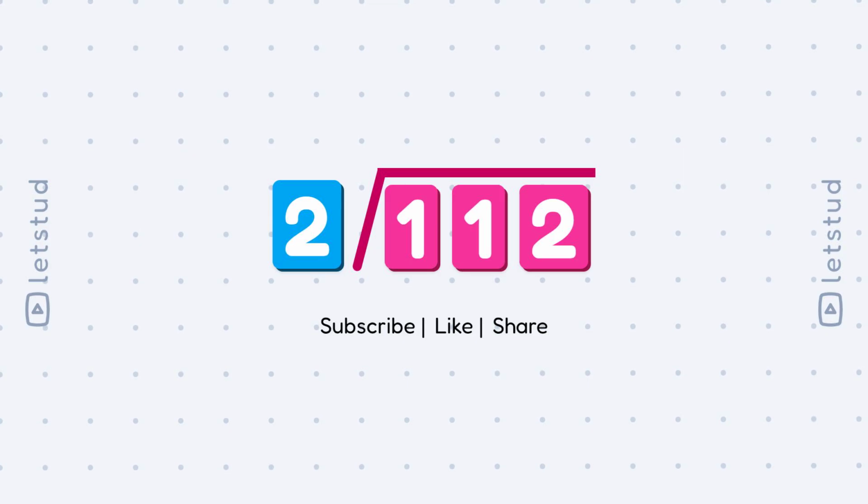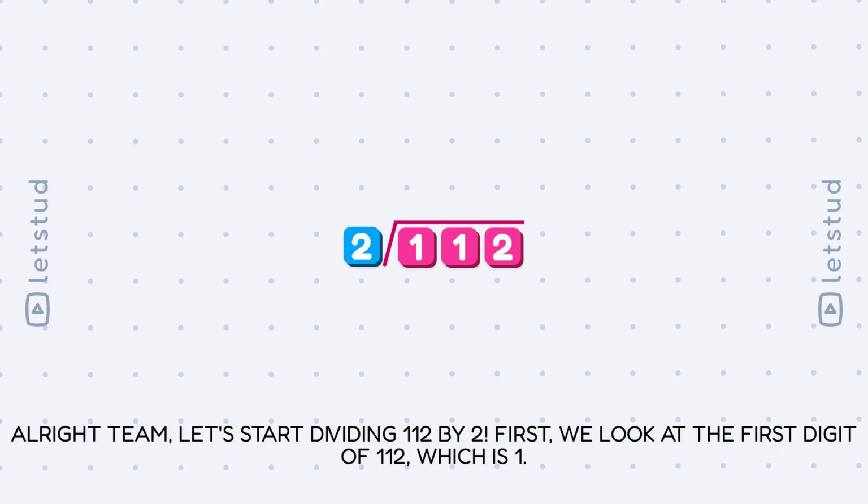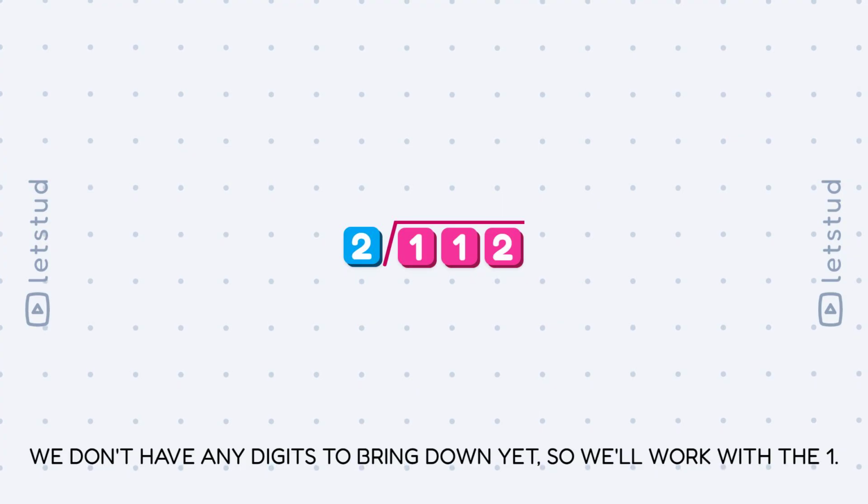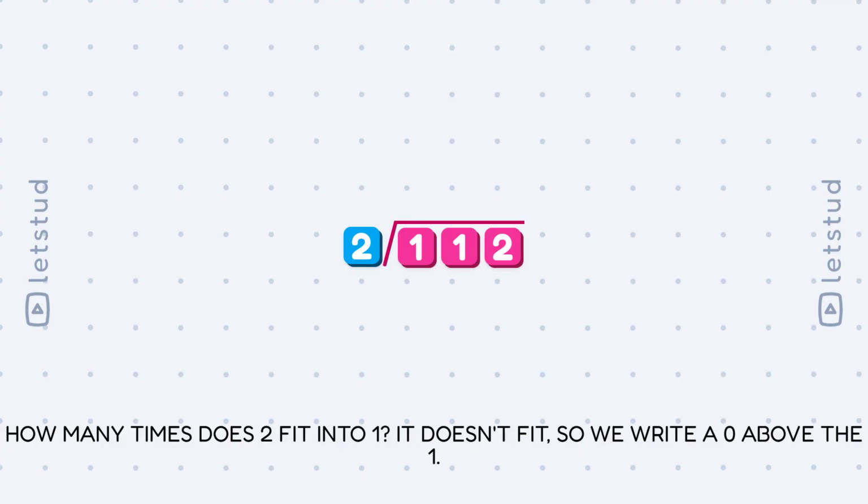Let's go. Alright team, let's start dividing 112 by 2. First, we look at the first digit of 112, which is 1. We don't have any digits to bring down yet, so we'll work with the 1. How many times does 2 fit into 1? It doesn't fit, so we write a 0 above the 1.